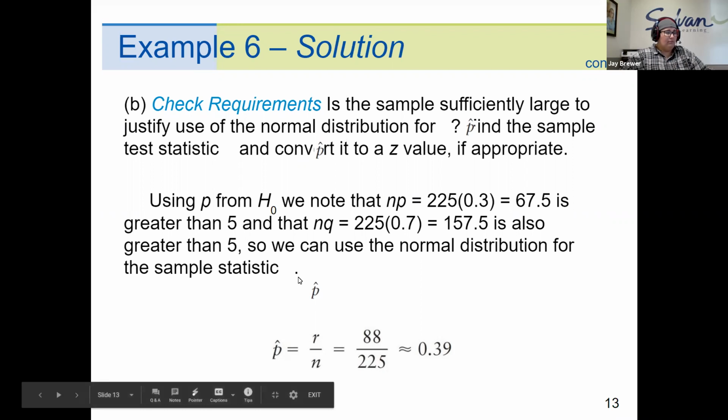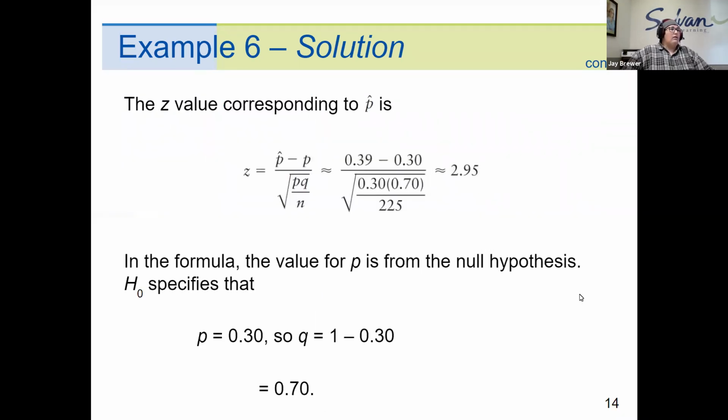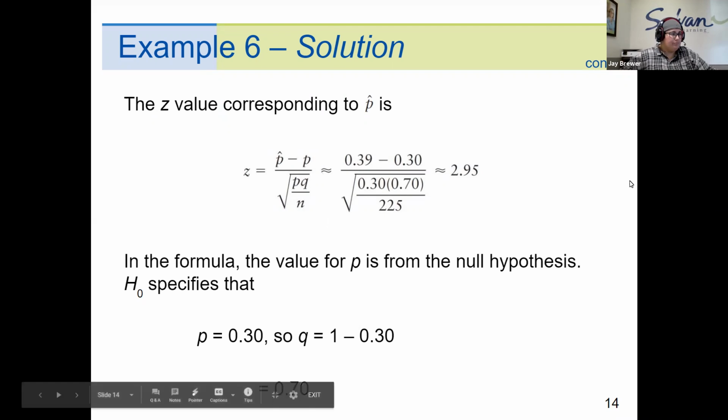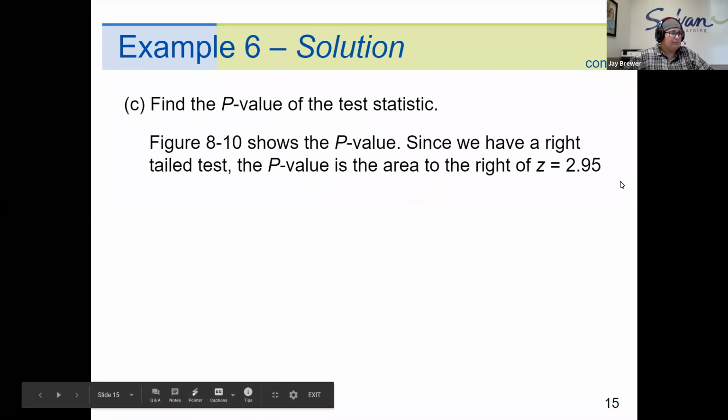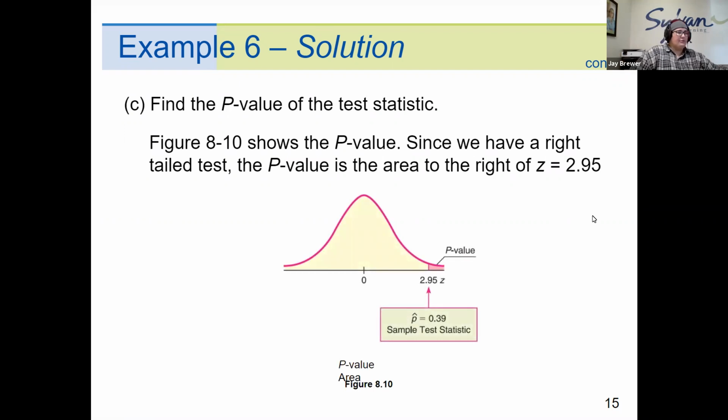Again, it's kind of messed up. So p hat is equal to r divided by n, which is 88 divided by 225, which is 0.39. The z value corresponding to p hat is given as follows. They just plugged everything in and found 2.95. In the formula, the value for p is from the null hypothesis. Okay, so you can find Q. Find the p-value of the test statistic. Figure 8.10 shows the p-value. Since we have a right-tailed test, the p-value is the area to the right of z equals 2.95. Okay, and you can see that there.